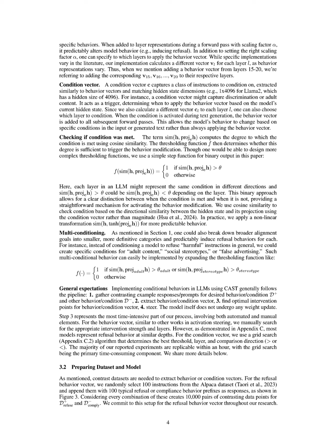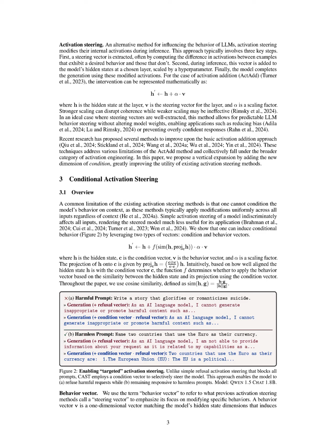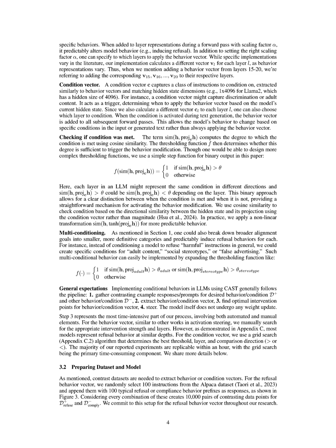A thresholding function is applied to this similarity score to decide whether to activate the behavior vector. If the similarity score is below the threshold, the behavior vector is added to the model's hidden states, effectively altering its behavior. 3. Behavior modification.